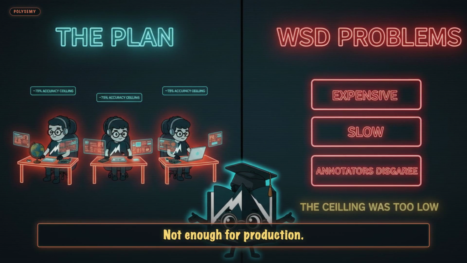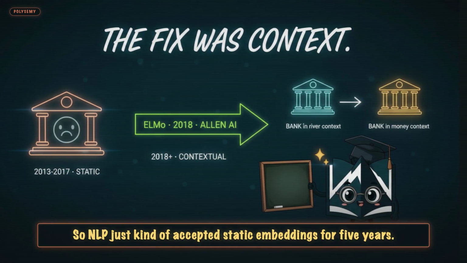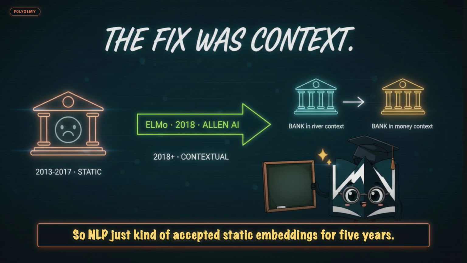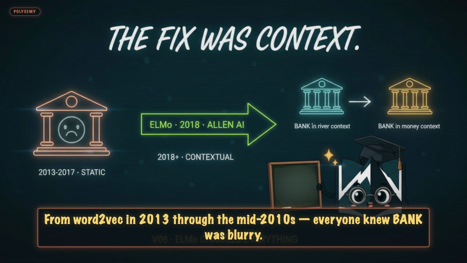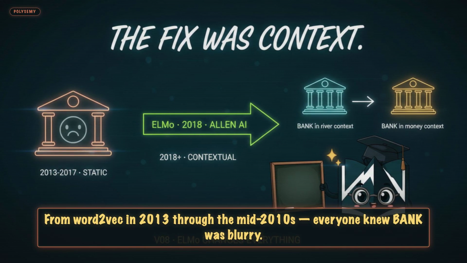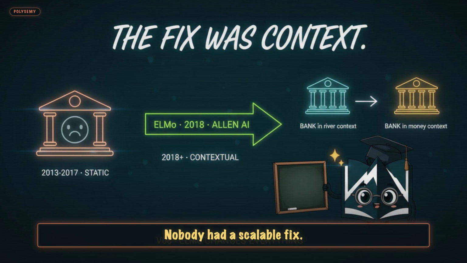Not enough for production. So NLP just kind of accepted static embeddings for 5 years, from Word2Vec in 2013 through the mid-2010s. Everyone knew bank was blurry. Nobody had a scalable fix.